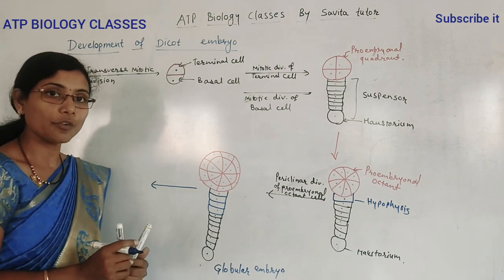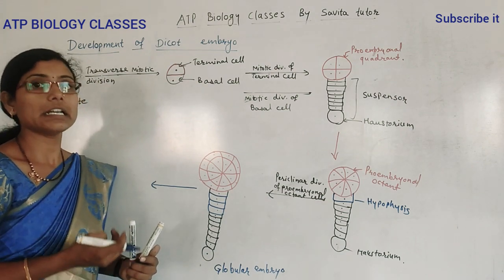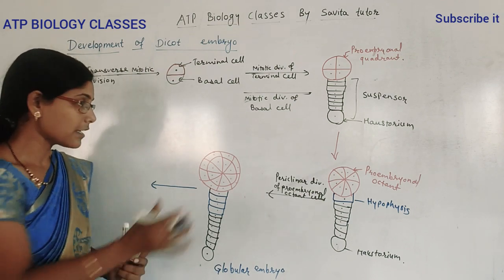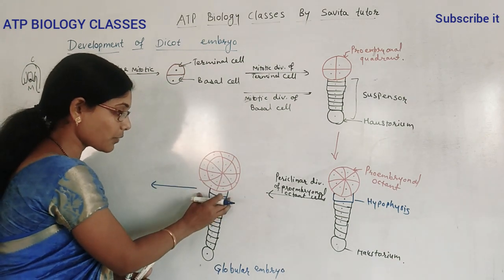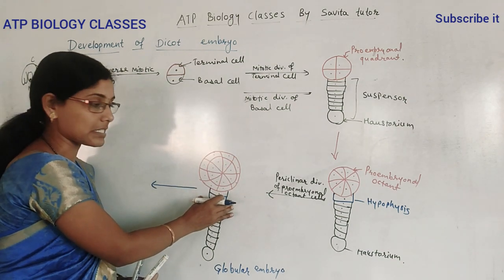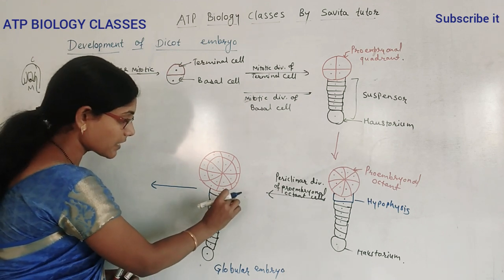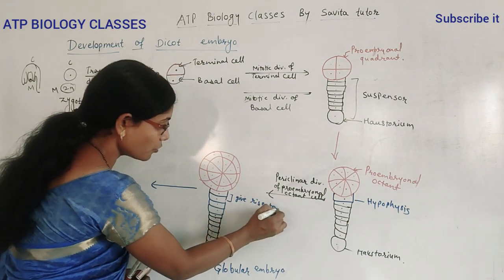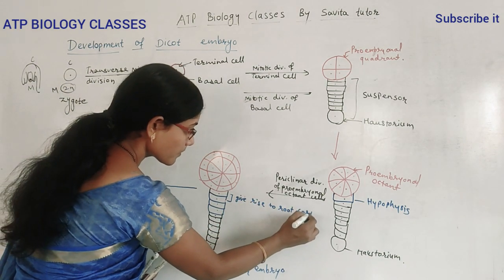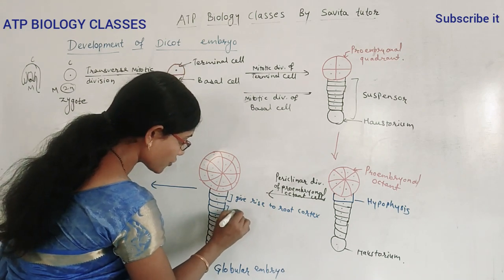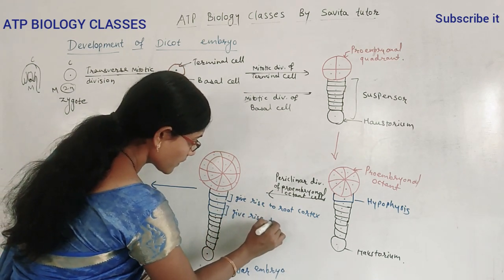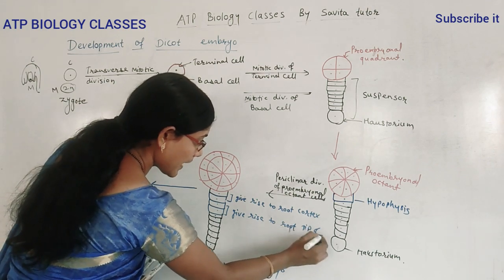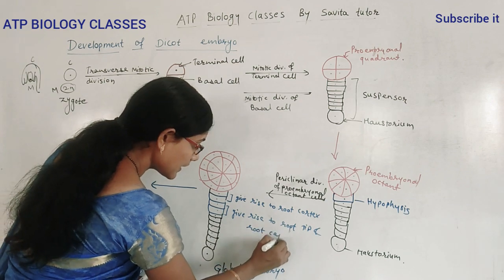Embryo is basically having what all different parts? Plumule, radicle, epicotyle, hypocotyle, and cotyledons. So all these parts are going to arise from this globular embryo as well as from these cells of the hypophysis. Right? So these 2 cells, the upper 2 cells, will give rise to root cortex. These 2 cells will give rise to root tip and root cap.